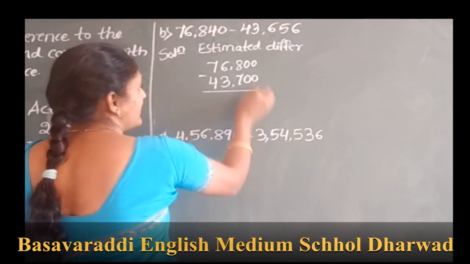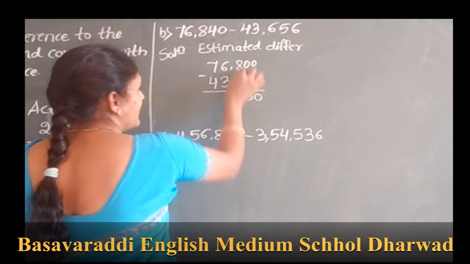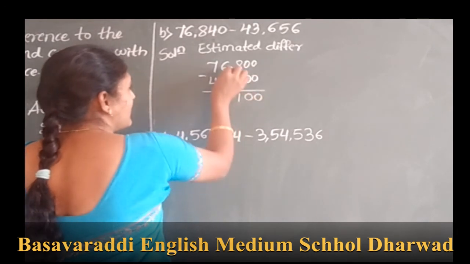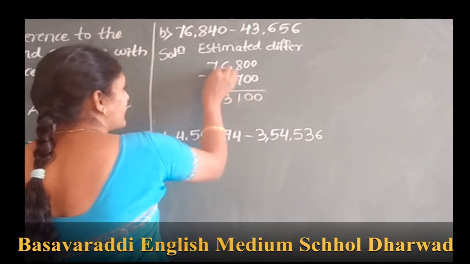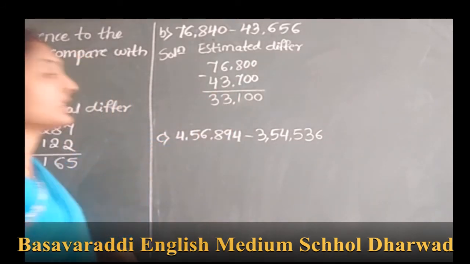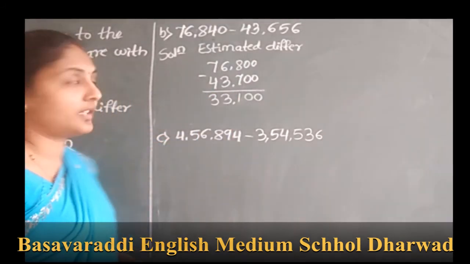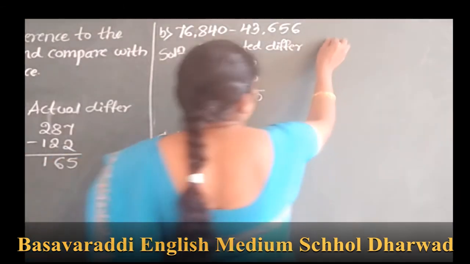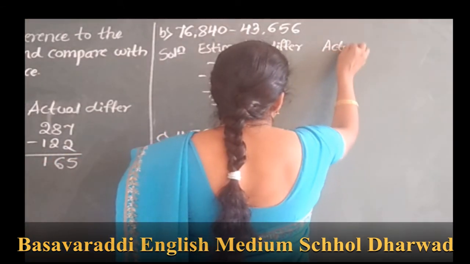0 minus 0 is 0. 0 minus 0 is 0. 8 minus 7 is 1. 6 minus 3 is 3. 7 minus 4 is 3. The estimated difference is 33,100. Next we have to find the actual difference.